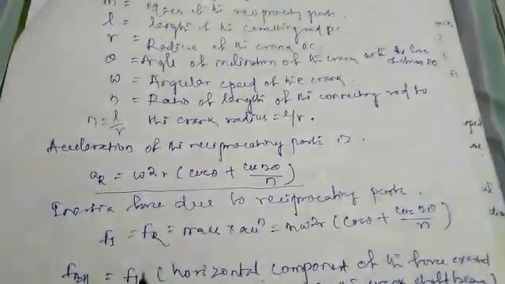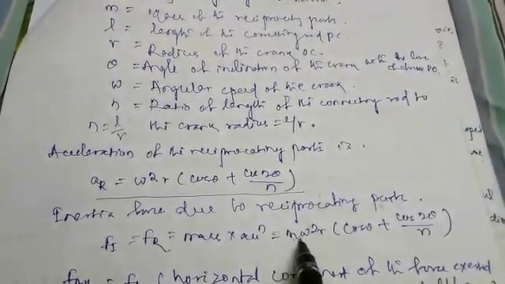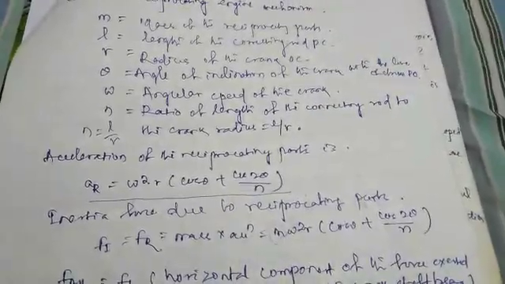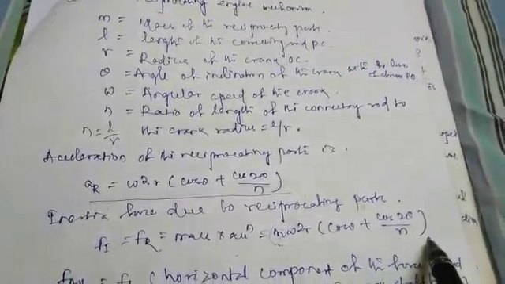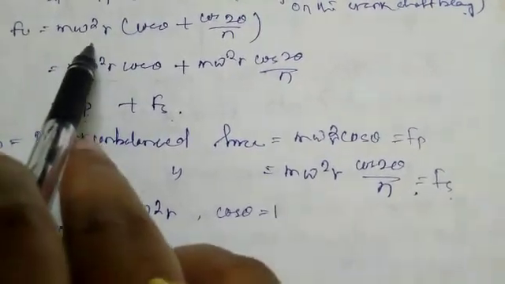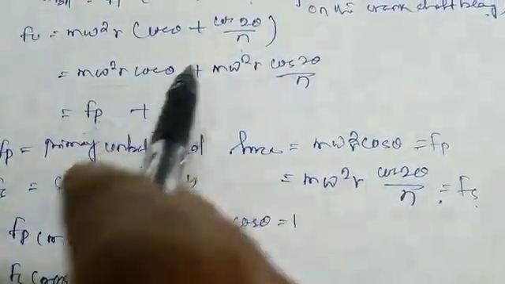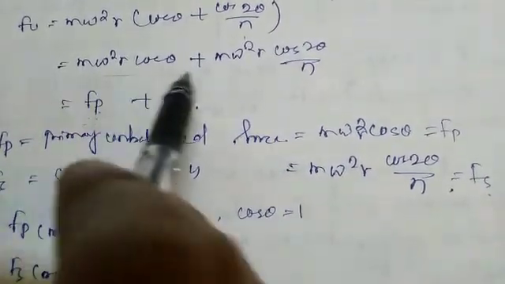Clear? So force is equal to mass into acceleration. Mass is m, as given in the notation, and acceleration is whatever is written here. Clear? So we are getting force is equal to mass into acceleration, and we get this expression. The total unbalanced force we can write as Fu equal to m omega square R into cos theta plus cos 2 theta by n. This is the expression for acceleration. So we multiply it, and we get these two terms.